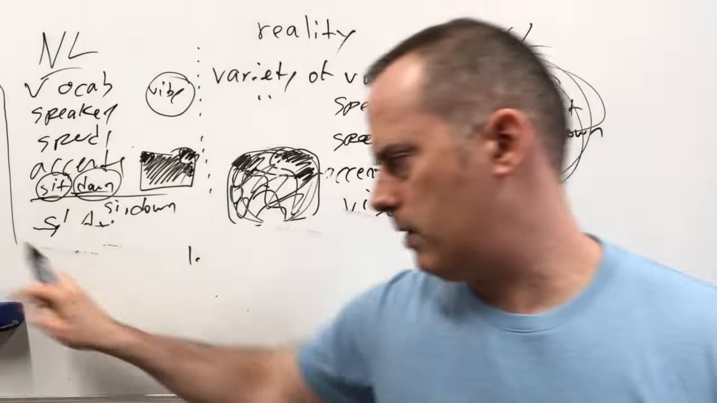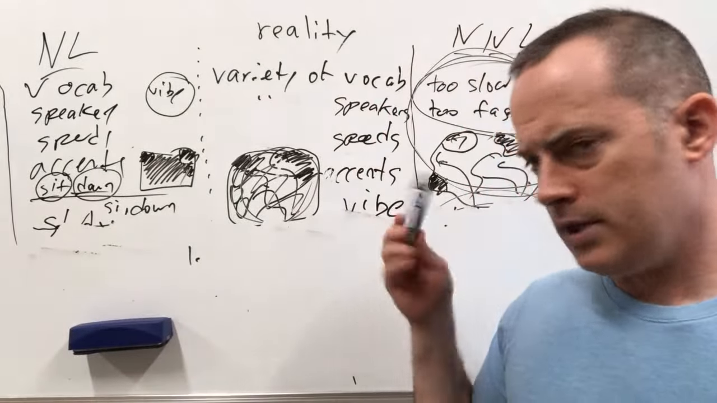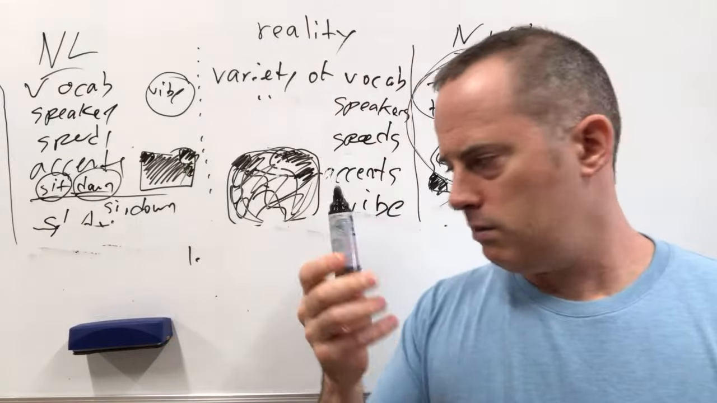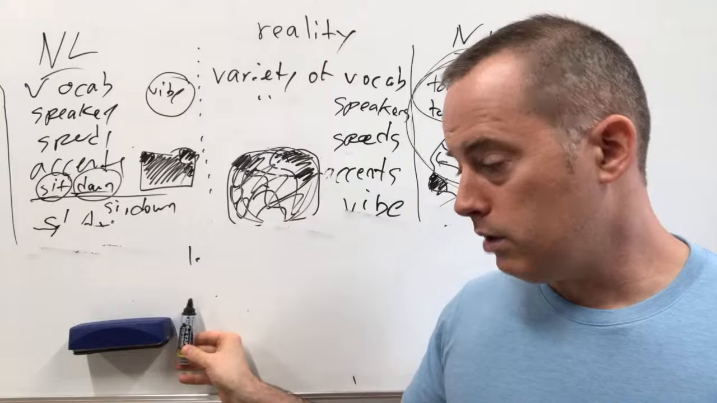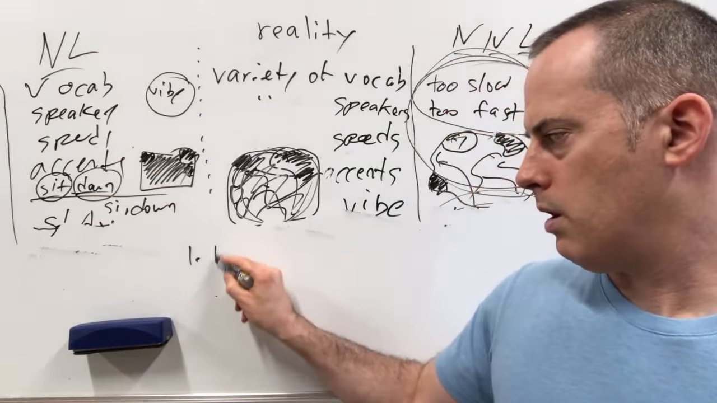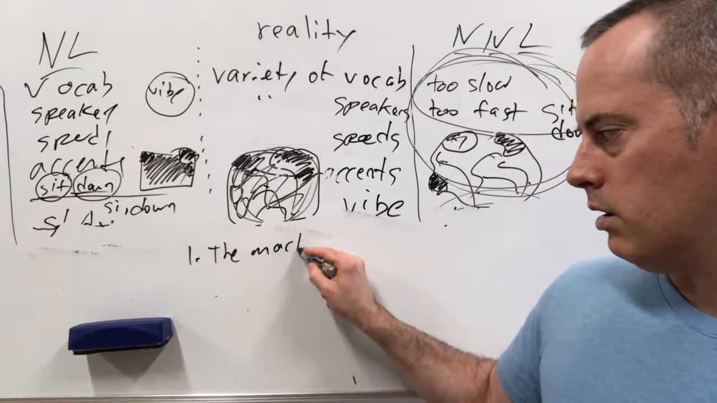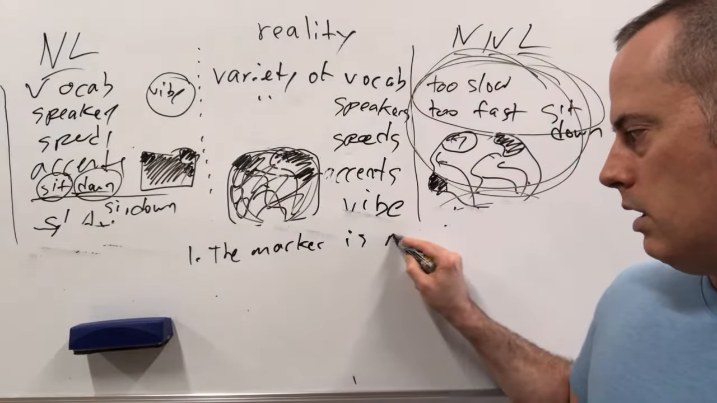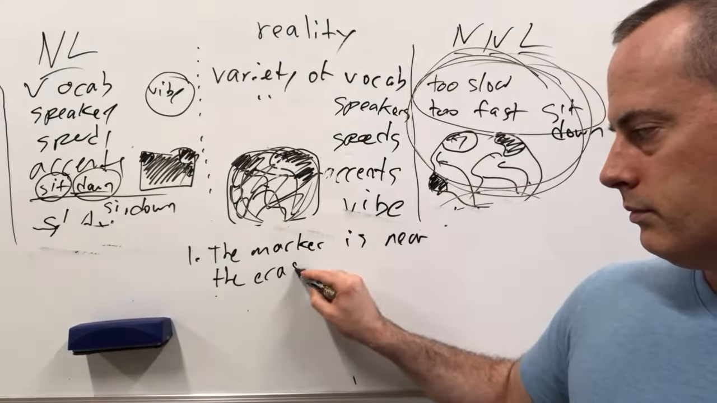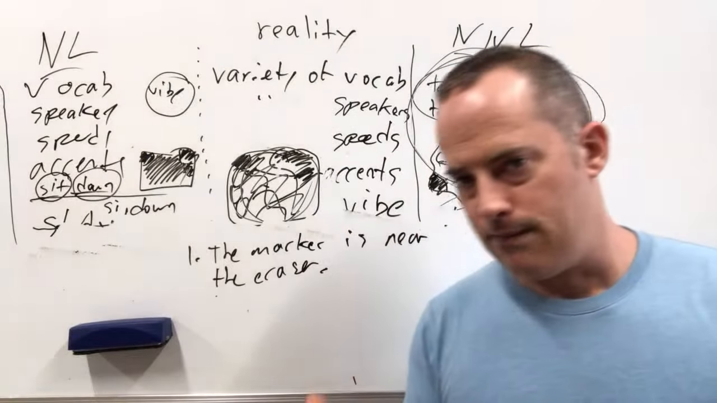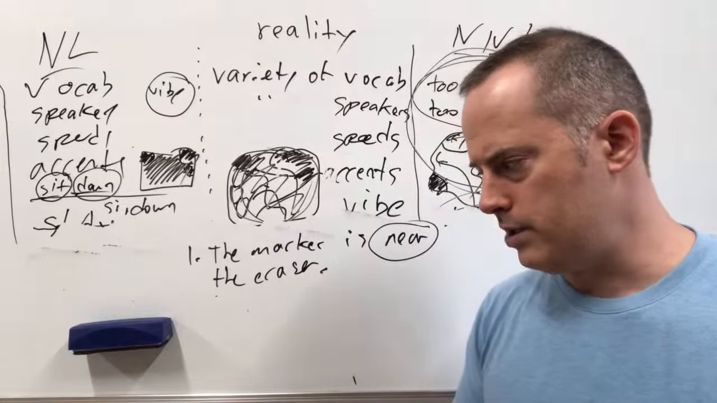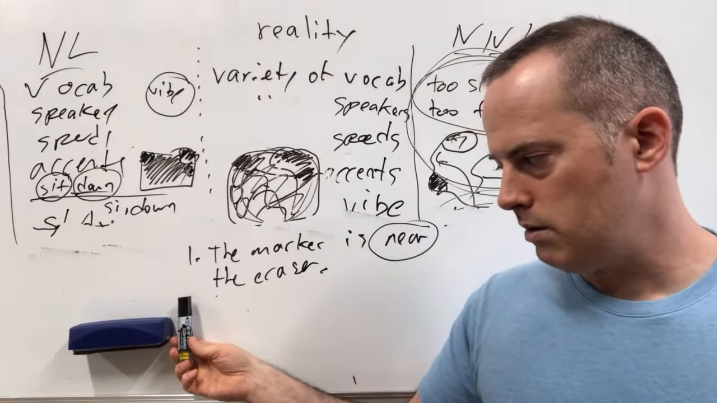So I have my marker over here, and I have the eraser. So I can put the eraser and the marker close to each other or near, and I could say, like, look, the marker is near the eraser. So that's maybe the first time you hear the word, oh, the marker is near. That's kind of the target word I'm teaching. So look, the marker is near the eraser.